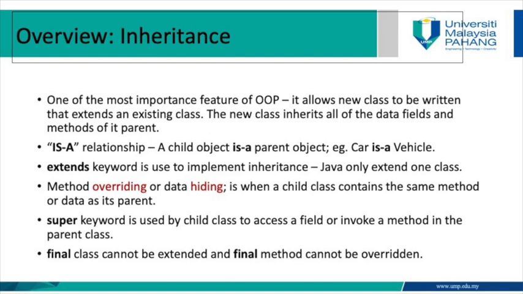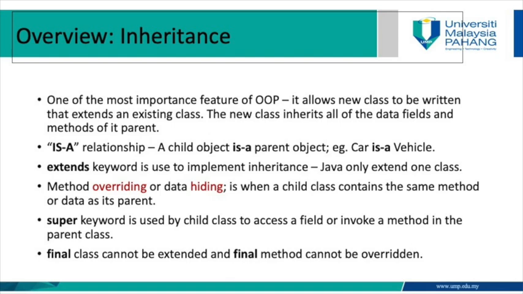You also know about overriding, or data hiding. That's what we have learned in inheritance. What is actually overriding and data hiding? It is when a child class contains the same method or data as its parent. We have learned before that the child can contain the same method with the same name as the parent.